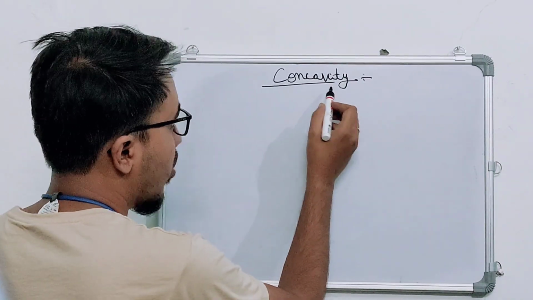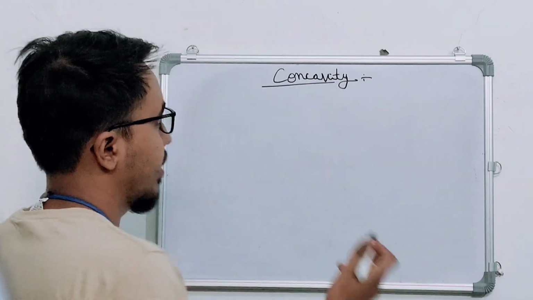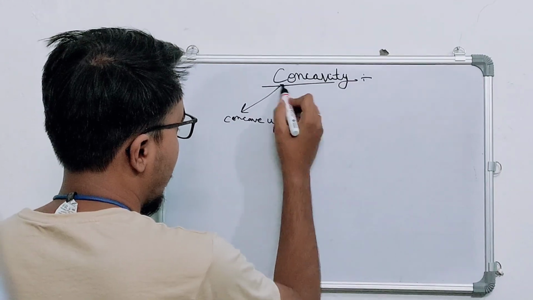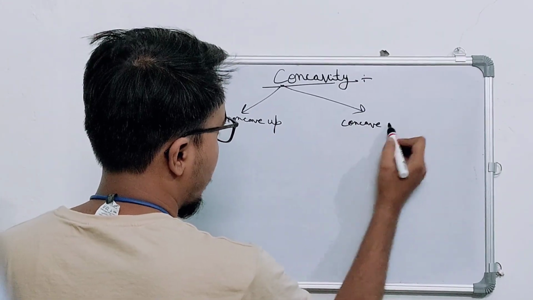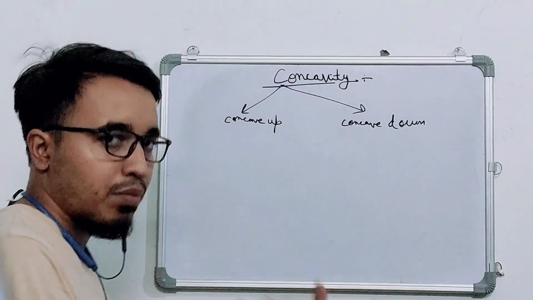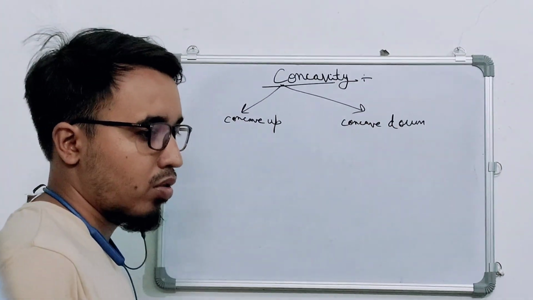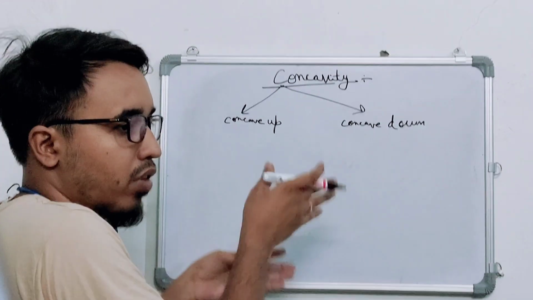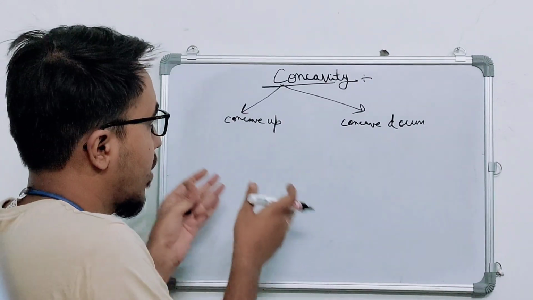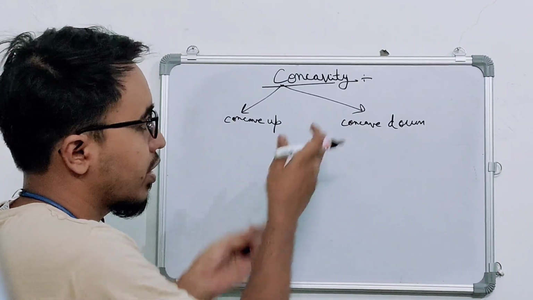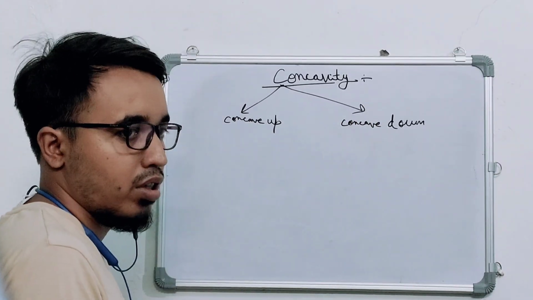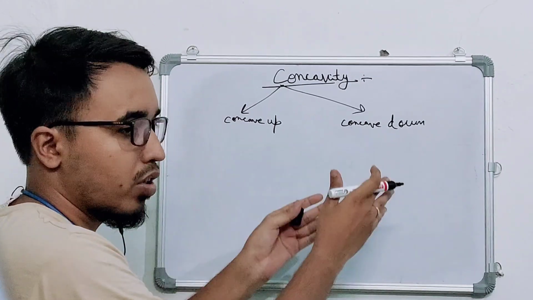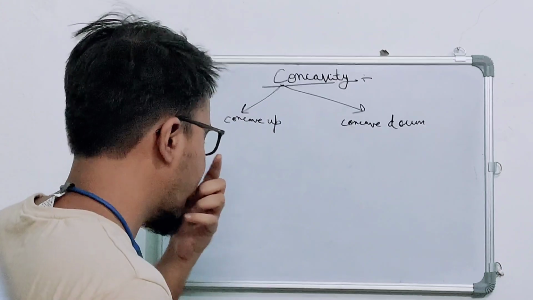Now, if we talk about concavity, there are two kinds of concavity. One is concave up and the second is concave down. Concave up and concave down. A lot of students have confusion about whether the graph of the function is concave up or concave down. Sometimes if the graph is actually concave up, they say it is concave down, and similarly the converse. So I will be clearing the concept and the difference between concave up and concave down in this video. Okay.